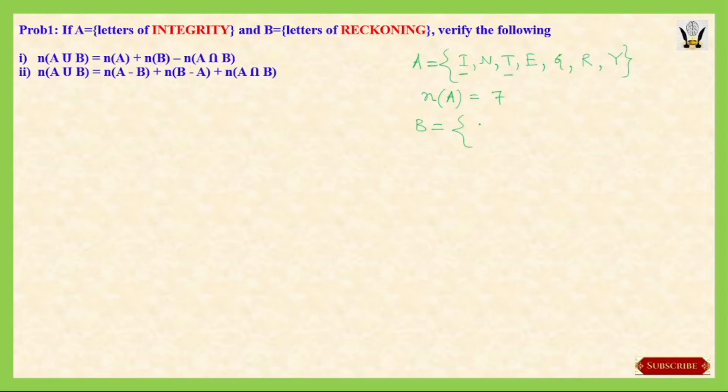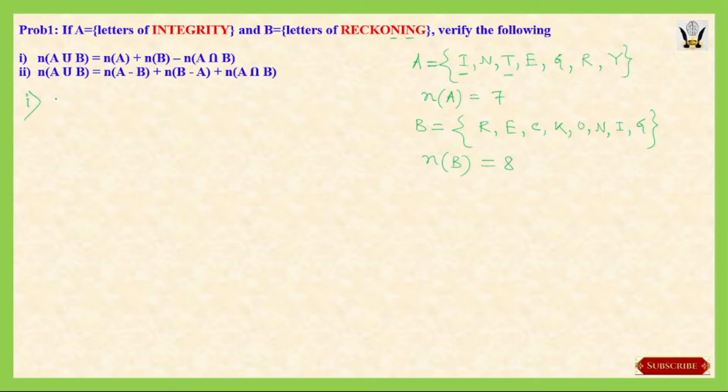Next we will form set B and see how many elements it will have. It will start with R, and this set B will have in total 8 elements. In this word, only the alphabet N is repeating twice, but we will be taking only the unique alphabet. So the cardinal number of set B will be 8. Now based on these two cardinal numbers, we have to verify these two relationships. So let's proceed one by one.